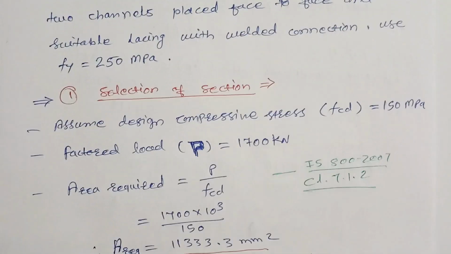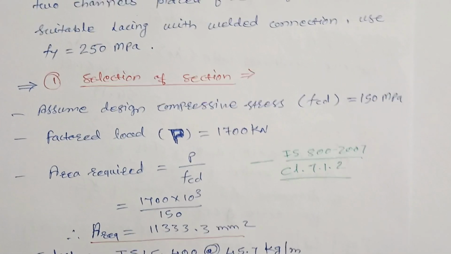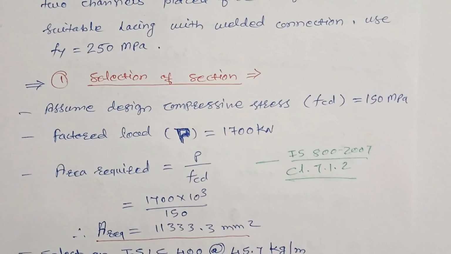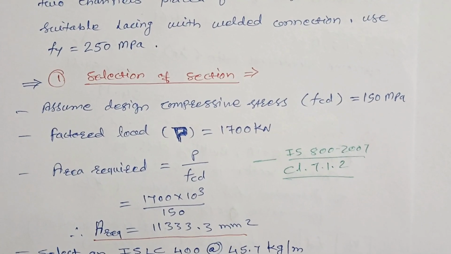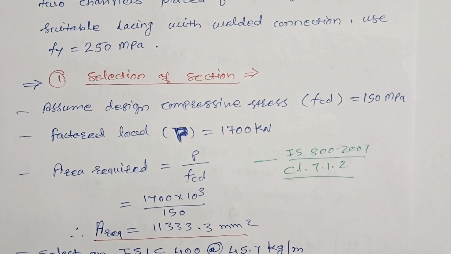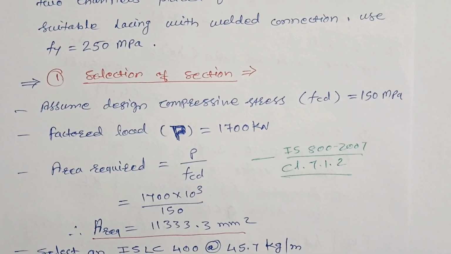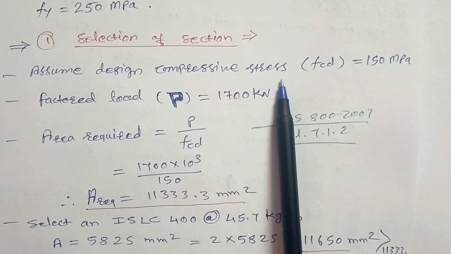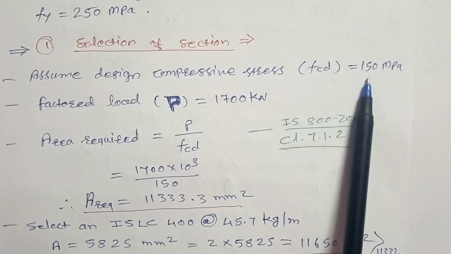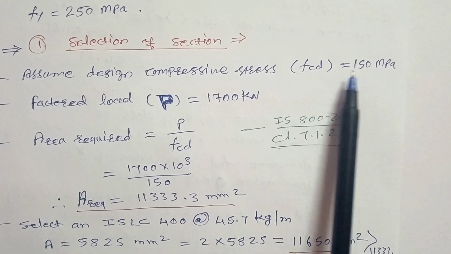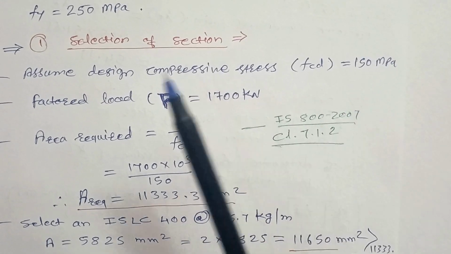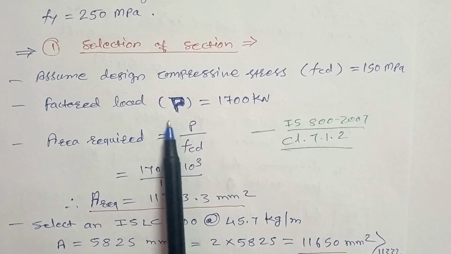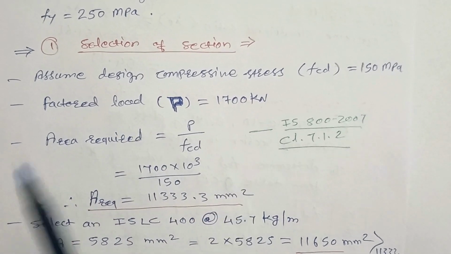So first step, as we have followed in previous numericals also, from the given load condition and end condition we have to do the selection of section. In the first step we have to assume design compressive stress, that is FCD, as 150 MPa. We can take it 150 to 200. We are assuming 150 MPa. Then the factored load we have is 1700.